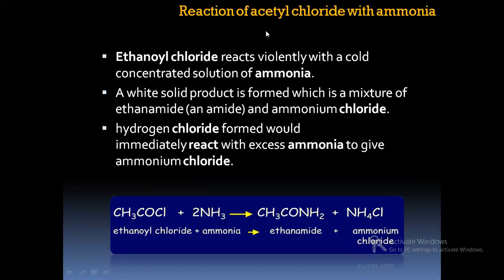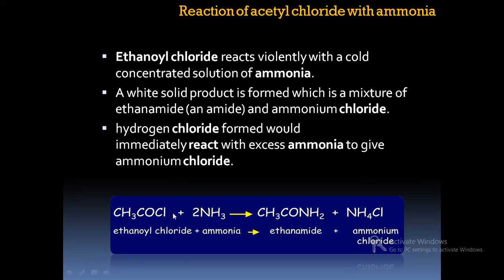The next reaction is the reaction of acetyl chloride with ammonia. It is referred to as ammonolysis. Again, here we are considering ethanoyl chloride. Ethanoyl chloride reacts violently with a cold concentrated solution of ammonia. A white solid product is formed, which is a mixture of ethanamide and ammonium chloride.